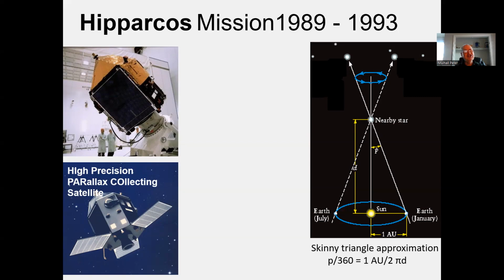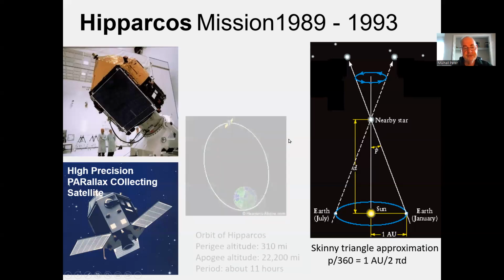They like to put these torches in because they want to celebrate Hipparchus, who was the first astronomer in history to ever use parallax. This, of course, is a classic use of parallax. We have the Earth going around the sun with a very, very long baseline, not 470 miles, but now 93 million miles going back and forth. And if we could measure this angle P from seeing two different places in January and July, we of course have the skinny triangle approximation. P will be to 360 as 1 AU, 93 million, is to 2 pi d, d being the distance to the star. And this was the first mission to do this using a satellite.